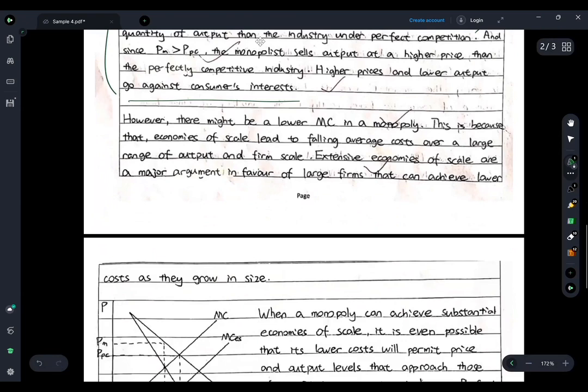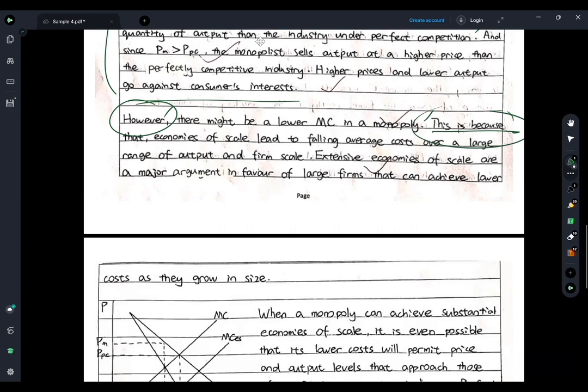However, okay, I like these transitional words. Now I know that we are about to start looking at something else. "However, there may be a lower marginal cost in a monopoly." Okay, that's a good statement. You see, that's the statement. "This is because", that's the explanation. So very good structure of the argument.